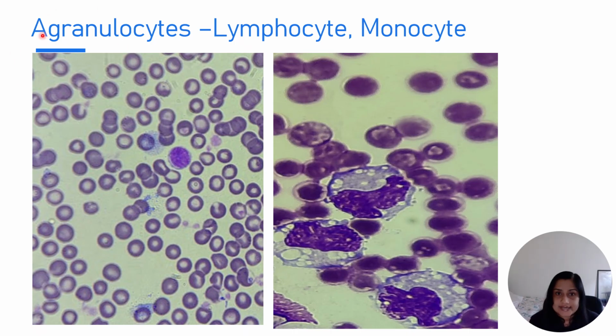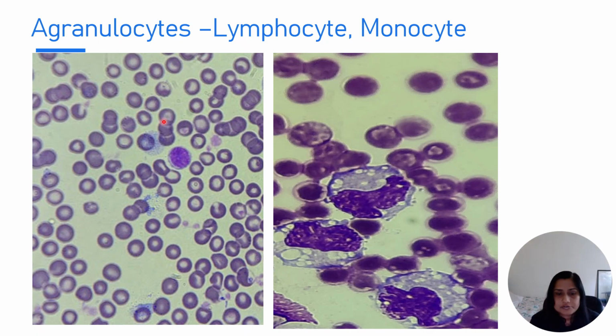Next are the agranulocytes. They include lymphocytes and monocytes. Lymphocytes are central to the immune system. They include B cells, T cells and NK cells. Monocytes are the largest WBC. They migrate into tissue and are then called macrophages, which engulf pathogens and are involved in tissue repair.